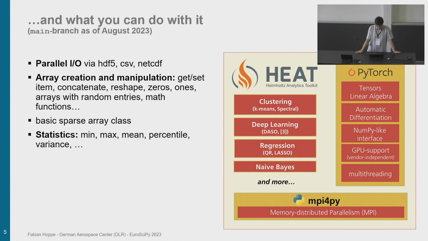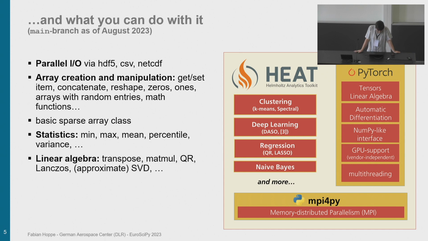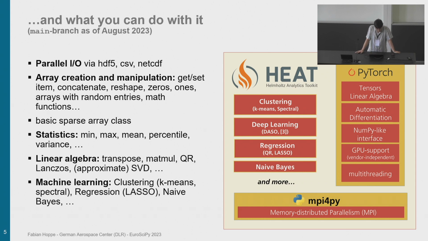We have basic statistics like min, max, mean, percentile, variance. That's trivial on each process, to make this clear, but globally on a large array that is distributed among several machines, this requires communication. And we have some linear algebra and are already extending that. And there are some basic machine learning routines. Here we try to extend step by step towards what could be interesting for our users.